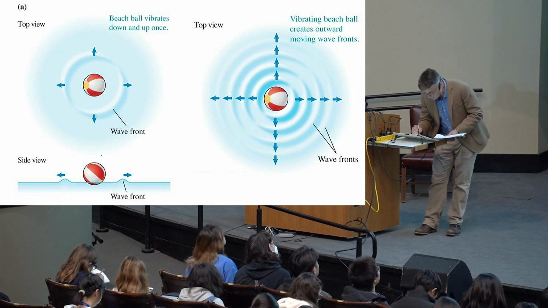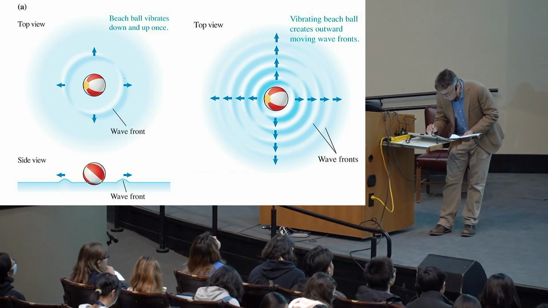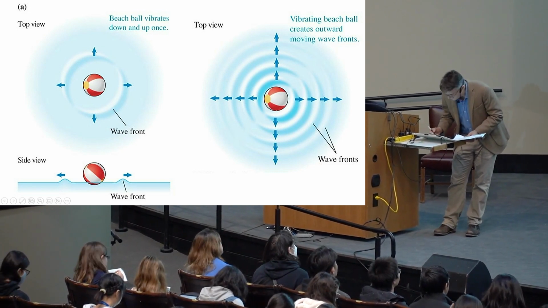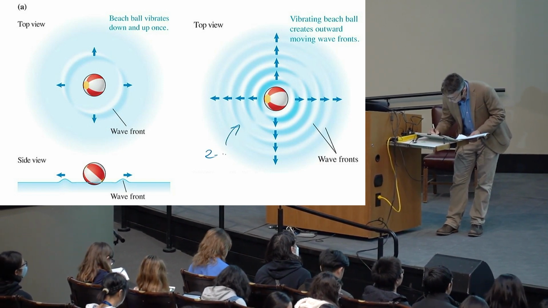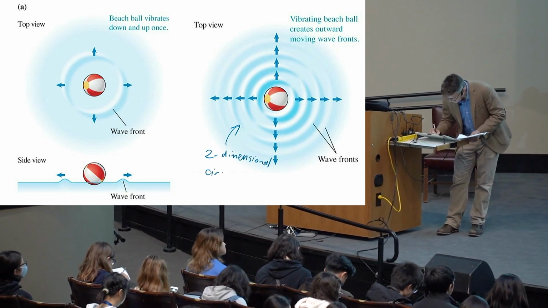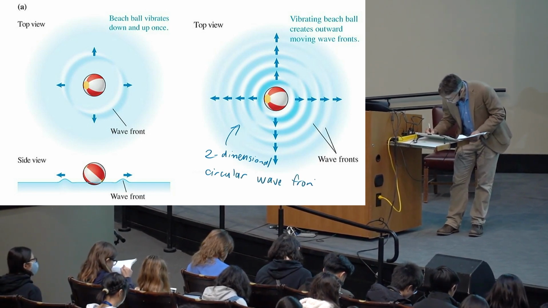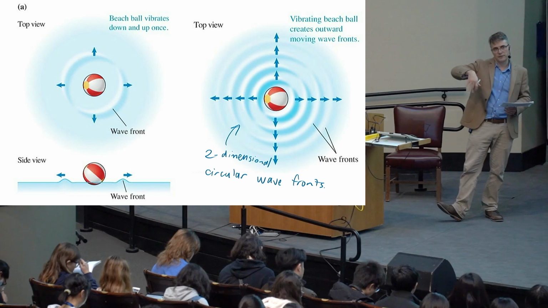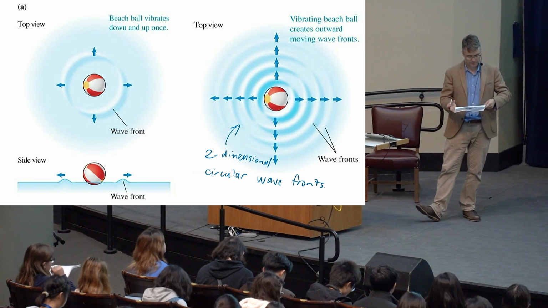Or maybe there's a beach ball that gets dropped into the water. What it'll do is displace some water into a little circular hill around it, and then that will move outward at some particular speed. So these are what are called two-dimensional circular waves, or wave fronts. We call these little hills a wave front, and if you are on a two-dimensional surface, like a water surface, then these wave fronts are actually circles and they travel outwards.